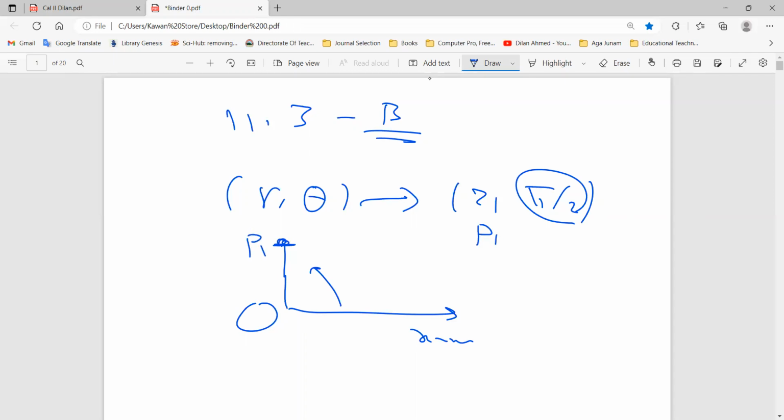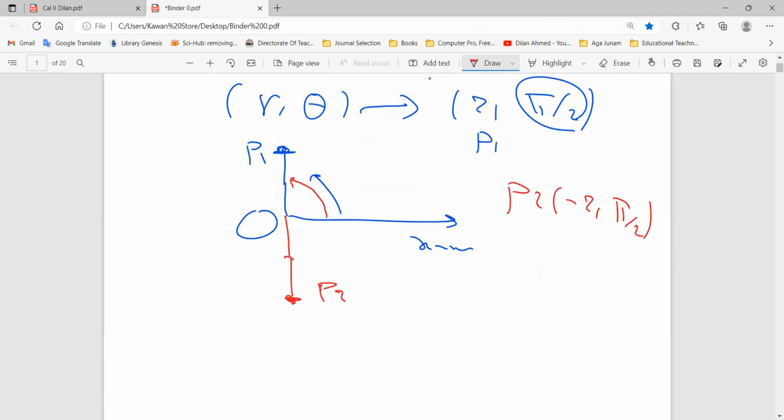And at the same angle, if, for example, P2 has r equal to minus 2, we do the same angle, but when we say minus, we make a reverse direction. Instead of going straight in the direction, we take the reverse one. That one will be P2. That's all about the angles.